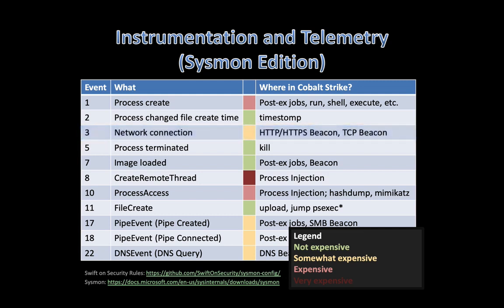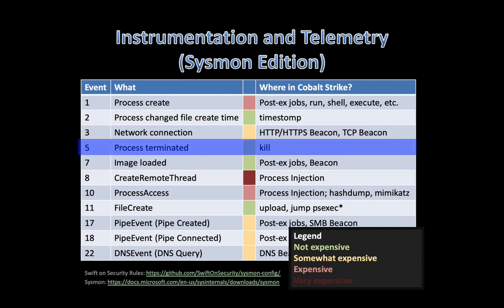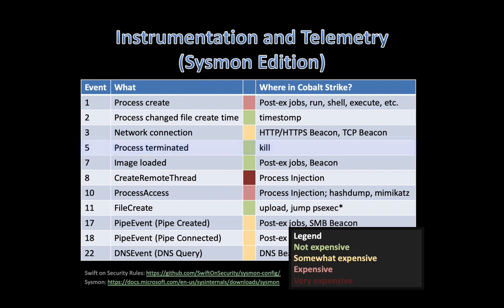What about not expensive? I have certainly called out some things as being not expensive. A good example is event 5, process terminated. That is the kill command in Beacon, but processes get terminated for all kinds of reasons. So I wouldn't consider that a major concern as a detection event.